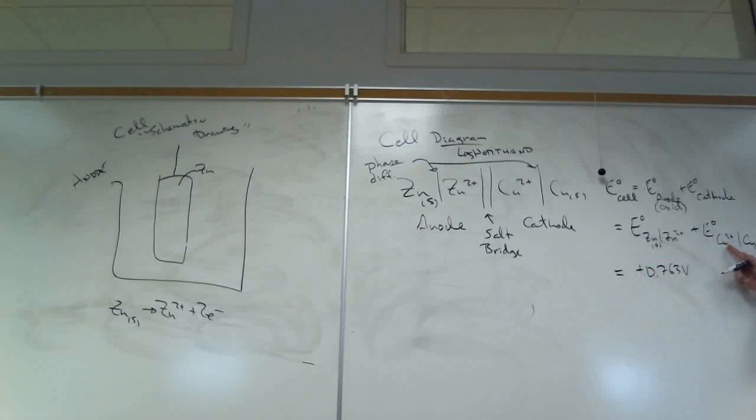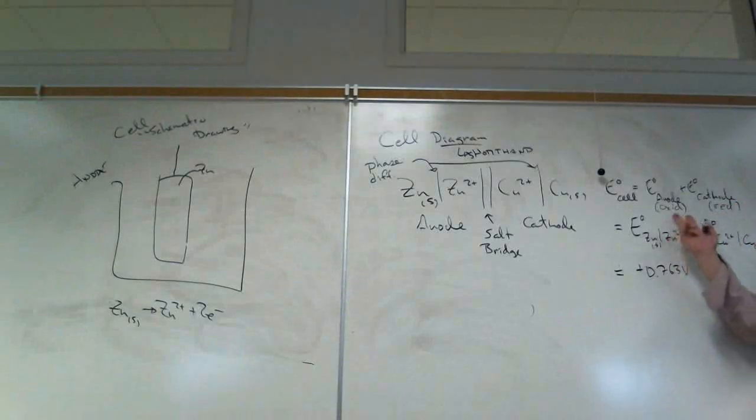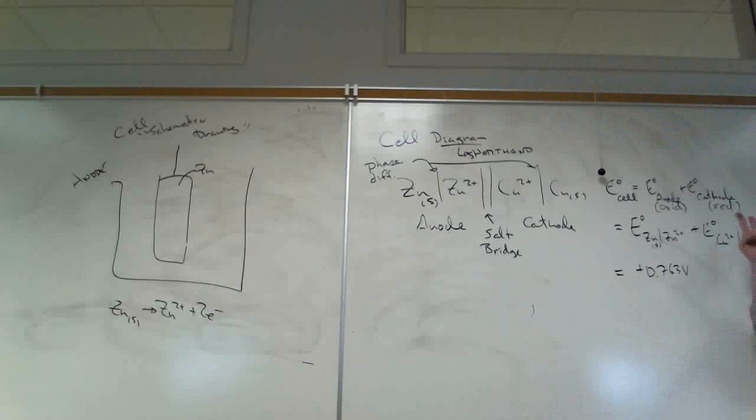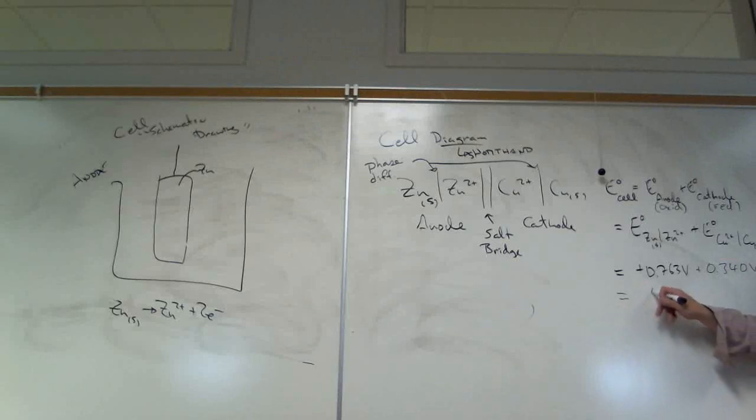And then we have copper. Copper 2+ going to copper is reduction. And so we can read that straight off the table. Oxidation potentials, we have to change the sign, right? The reduction potential, straight off. And the reduction potential with copper 2+ is what? 0.340 volts. And then we add these two together and we get 1.13 volts under standard conditions. So we should generate a cell potential like that.